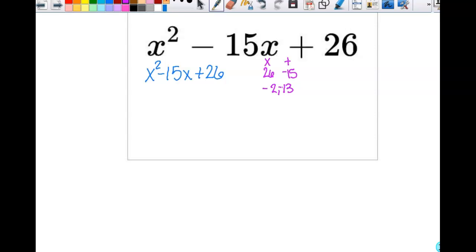If A is 1, I can go ahead and say, all right, I know I'm going to get two binomials, x and x, and I know that if this is positive, the signs have to be the same. This is negative, so they're both negative. And then all I have to do is plop in the 2 and the 13, and I'm done. And that's it. Okay? We good with that? All right, you try the next one on your own.